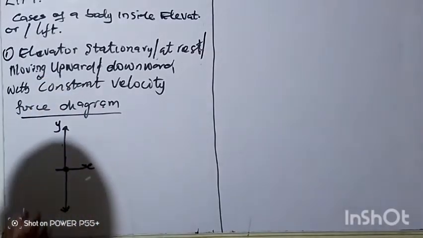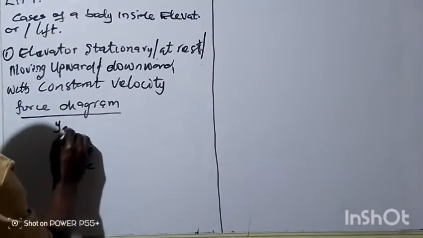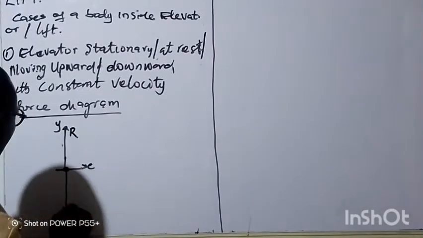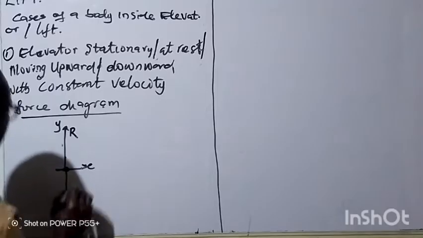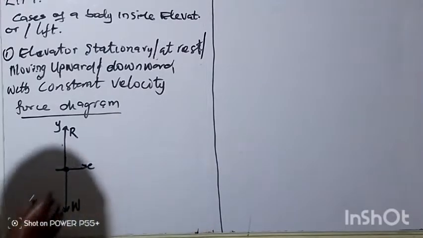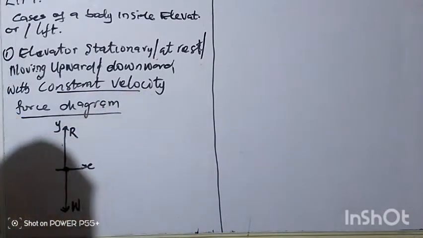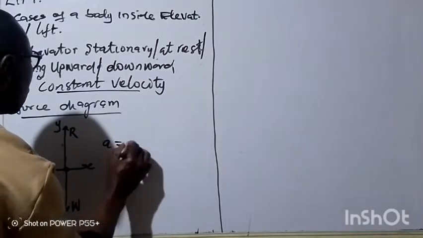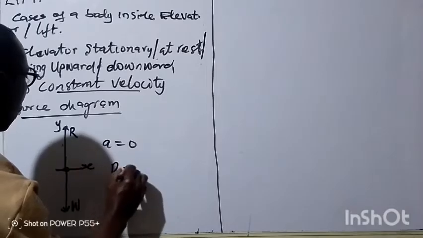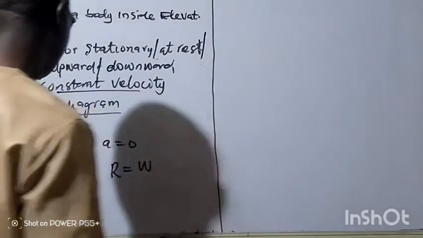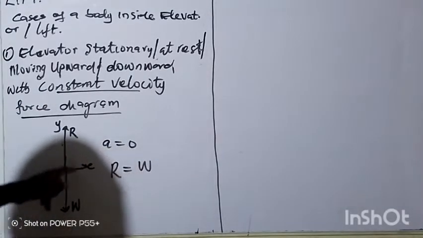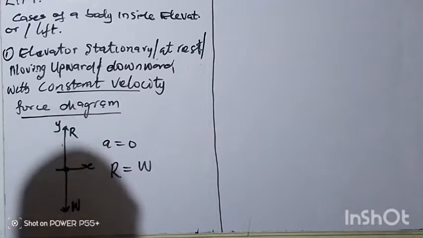The reaction of the floor of the elevator on the body is R, and the weight of the body inside the elevator on the floor will be W. Since we said it is moving with constant velocity, then a will be equal to 0. And once a is equal to 0, R will be equal to W, that is, the weight of the object inside the lift, which is the action, will be equal to the reaction produced by the floor of the elevator.